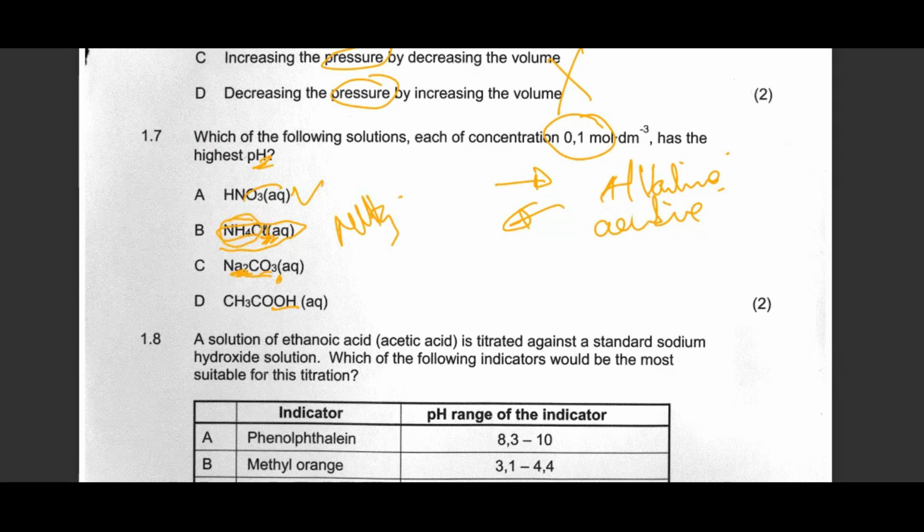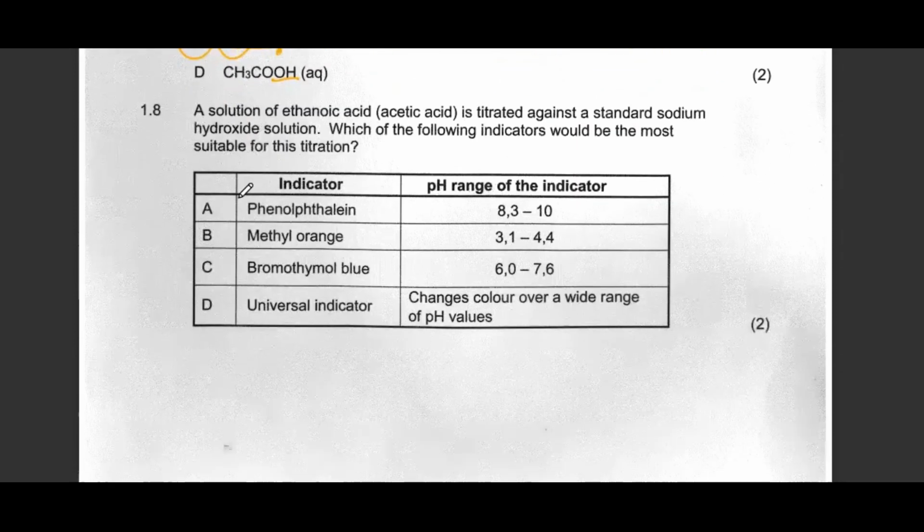Therefore, our answer is going to be C, because the alkalinity is much more than the alkalinity of ammonium chloride, because that one is coming from a weak cation, while this one is coming from a strong cation, which is a group 1 element, sodium. Therefore, the answer is going to be C.